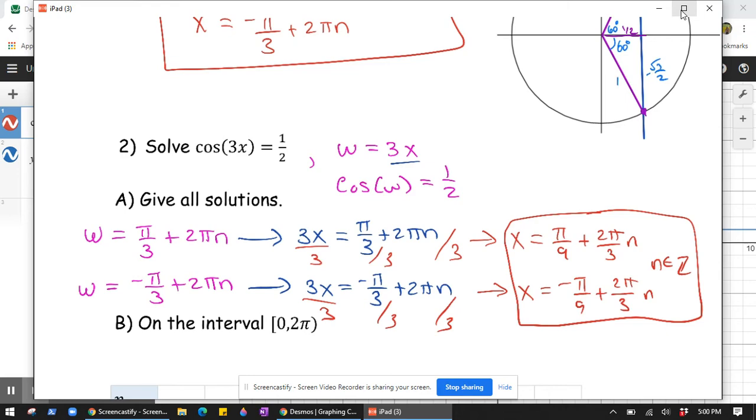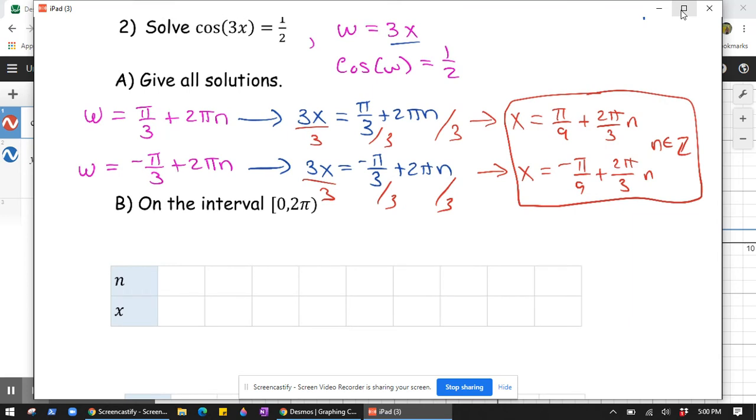Now, sometimes you don't want all solutions, or you're instructed not to give all solutions. Let's just say you wanted just the solutions on the interval 0 to 2 pi. So to do that, let's take our family of solutions. Let's call the first family this one, pi over 9 plus 2 pi over 3 n. Let's start plugging numbers in for n, and we'll stop once we've exceeded the interval where they want our answers.